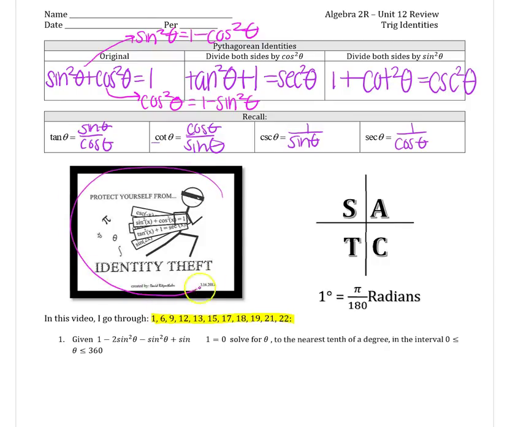This is just a cute little cartoon I found on the internet. Protect yourself from identity theft. And if you look, he's got sine squared theta plus cosine squared theta equals 1. All right, anyway.